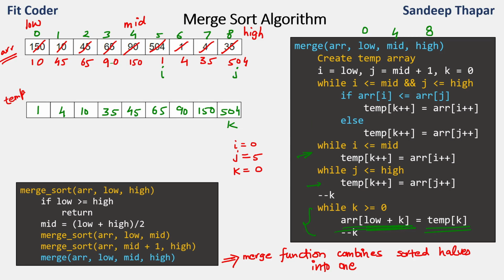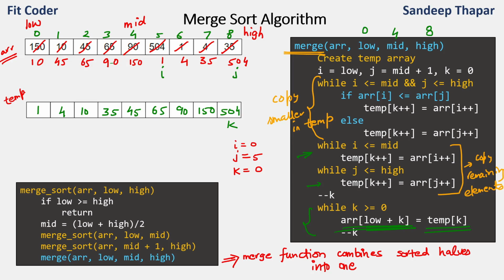So basically this merge function works in 3 steps. In the first step, we compare both the left half and the right half and copy the smaller element in the temp array. So here basically we are copying smaller in temp. If any of the arrays finishes, then we break out of this loop and then we have these 2 loops to copy any remaining elements.